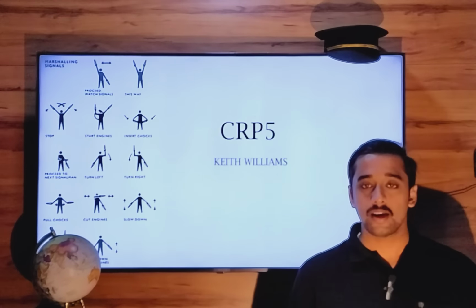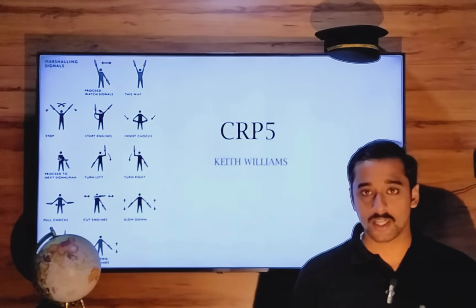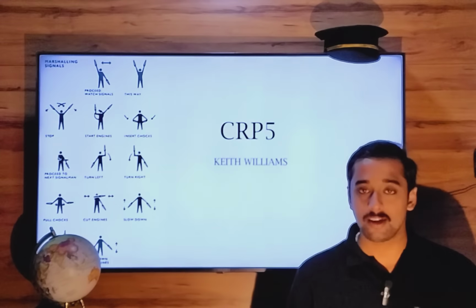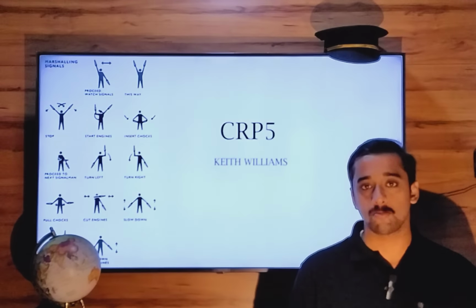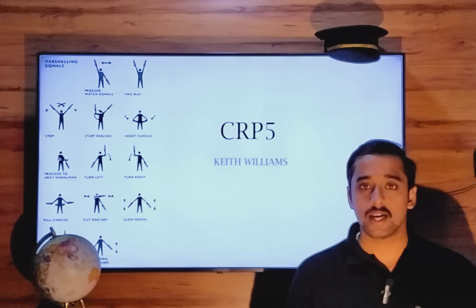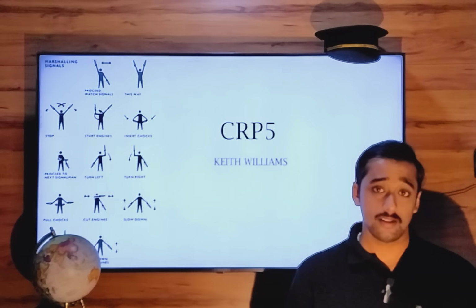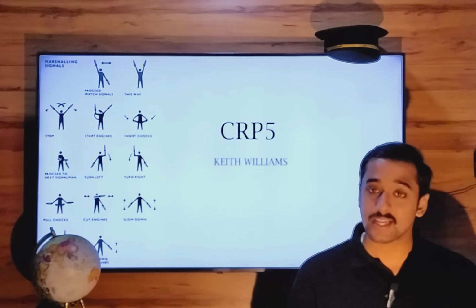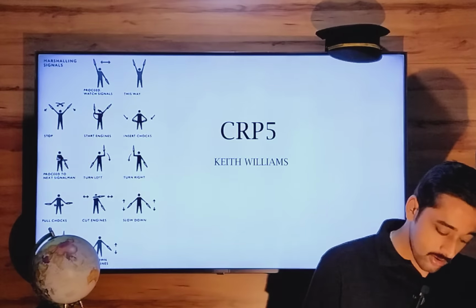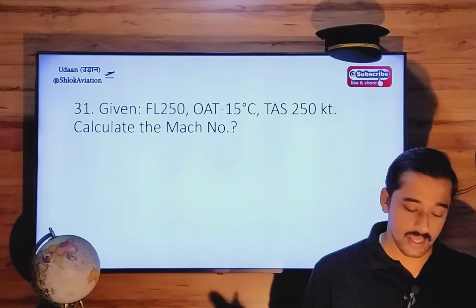In this lecture, I am going to continue solving more questions from this chapter CRP5, Keith Williams General Navigation book. In my previous lectures, I solved the first 30 questions from this chapter. In this lecture, I am going to continue solving the next questions. So let's start with question number 31.